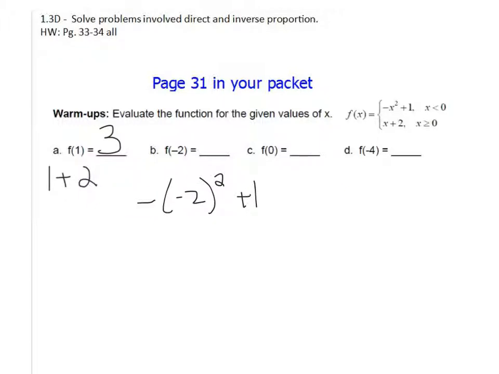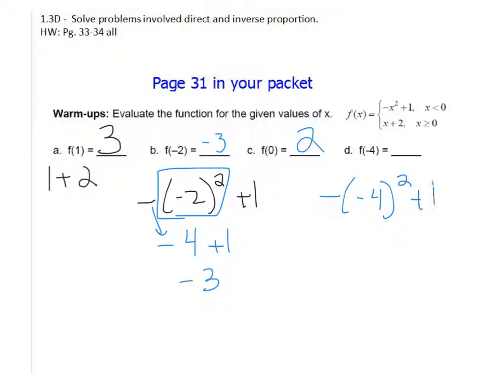We have to first do negative 2 squared, which is 4, bring down the coefficient. So negative 4 plus 1 is negative 3. 0 is equal to 0, so 0 plus 2 is 2. And then negative 4, again, be careful, it goes into the top function. We have to first do this, bring down the coefficient, and we get negative 15.